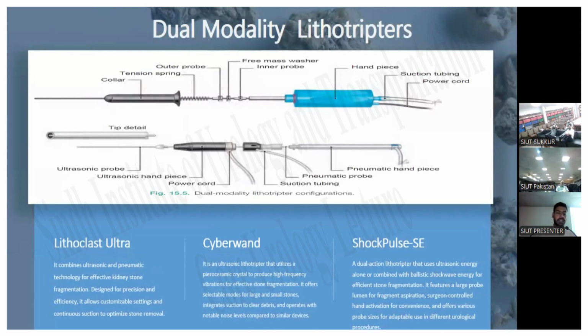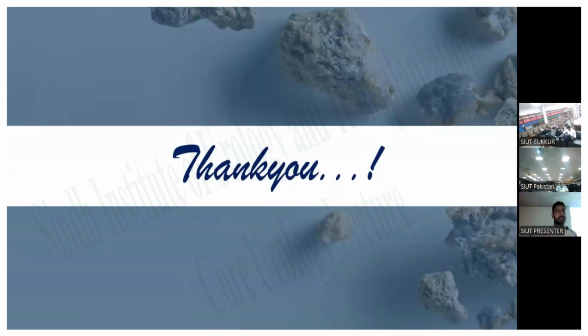Now in the picture you can see that there are basically two probes. One is the ultrasonic probe, and the pneumatic probe is also in that device. So it performs dual action. Where ultrasonic is needed, we can press the button for the ultrasonic probe, and the pneumatic effect is also there. So that's the presentation. Thank you.